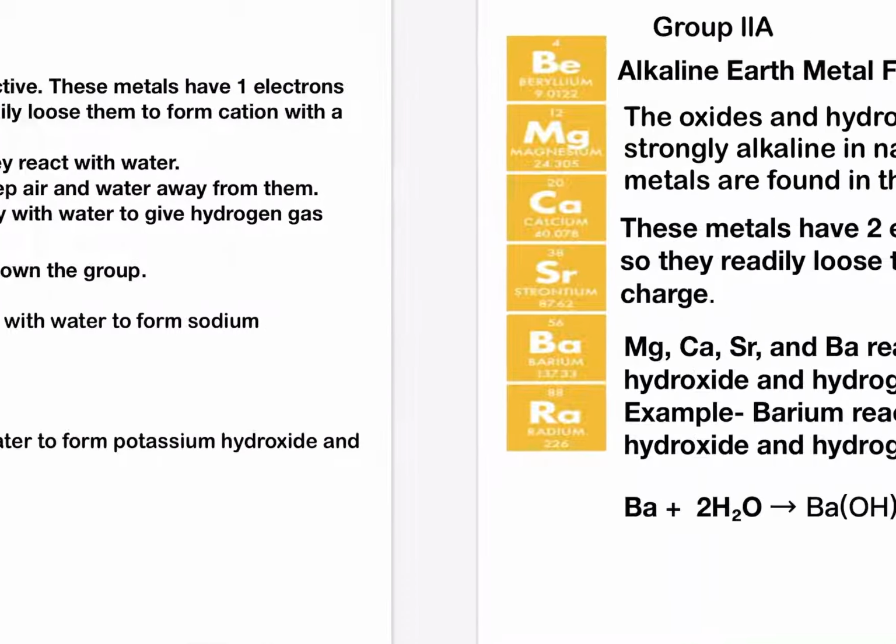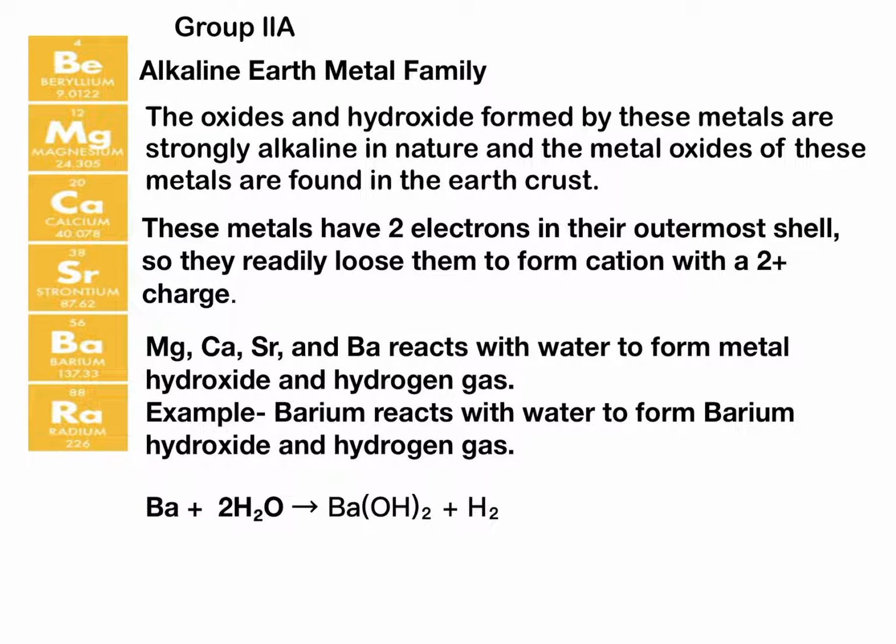Group 2A. Group 2A is known as the alkaline earth metal family. The elements in the alkaline earth metal family are beryllium, magnesium, calcium, strontium, barium, and radium. The oxides and hydroxides formed by these metals are strongly alkaline in nature, and the metal oxides of these metals are found in the earth's crust.